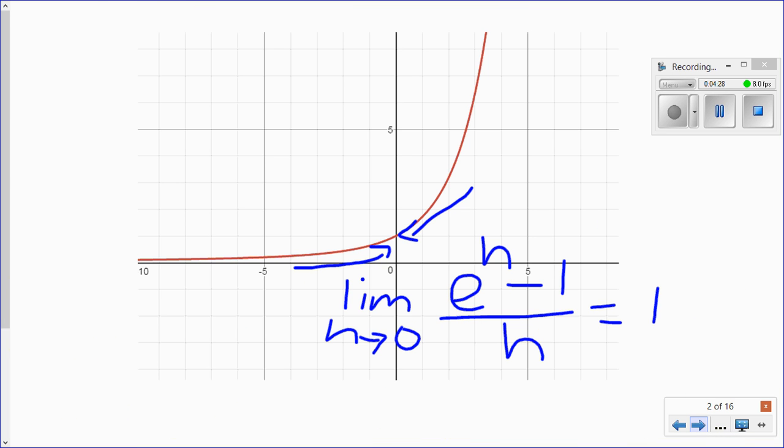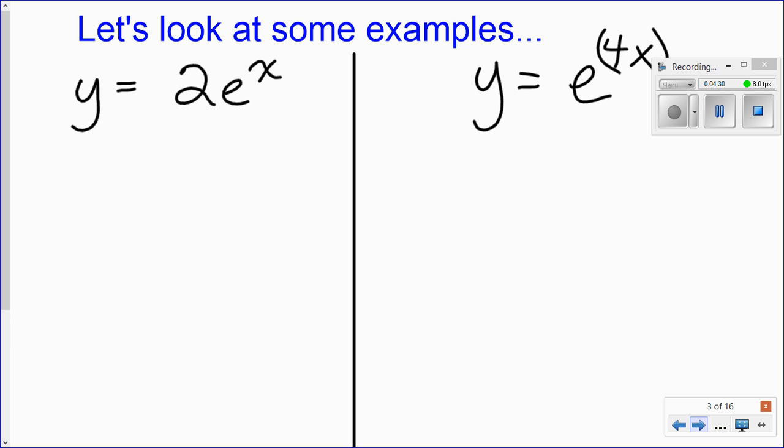Okay, let's look at some examples. Now, remember that even though we are adding an additional rule, which is the derivative of e to the x is e to the x, we're still going to be using all of our other rules: power, product, quotient, chain. And you remember, we've already added the derivatives of the 6 trig functions and derivatives of the 6 inverse trig functions.